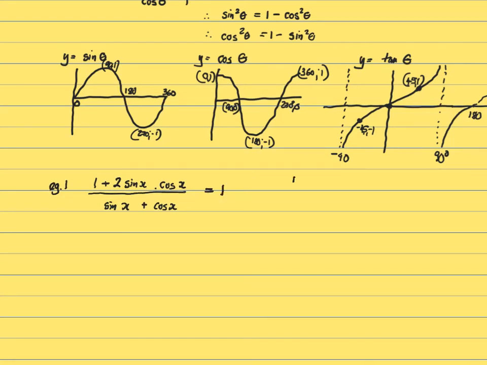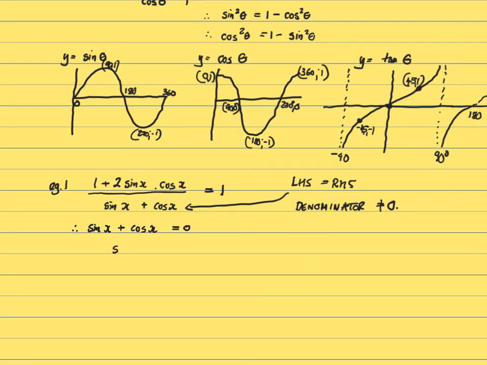I know in this identity that my left-hand side is equal to my right-hand side, but I notice that it is a fraction. And if it's a fraction, I've got to be very careful because my denominator is not allowed to be equal to 0. So what I do is I let it equal 0: sine of x plus cos of x, and I say let it equal 0.